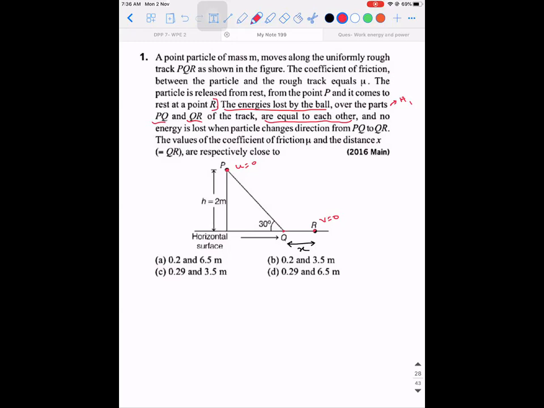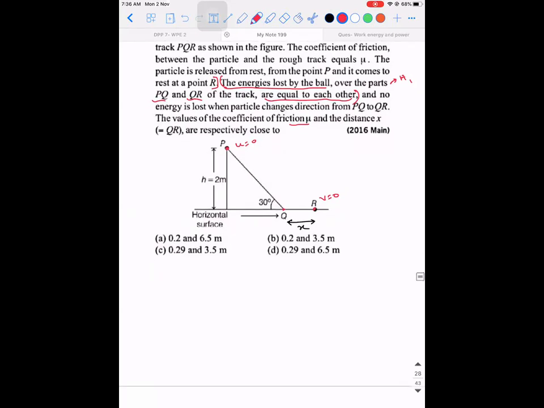What are they asking? The values of the coefficient of friction, mu, and the distance QR are respectively close to. Now I have a question. What do they mean by this term? What am I supposed to do? What mathematical equation can I frame from this? The energy lost by the ball over the parts PQ and QR of the track are equal. So what do I do with it? Why have they given it?